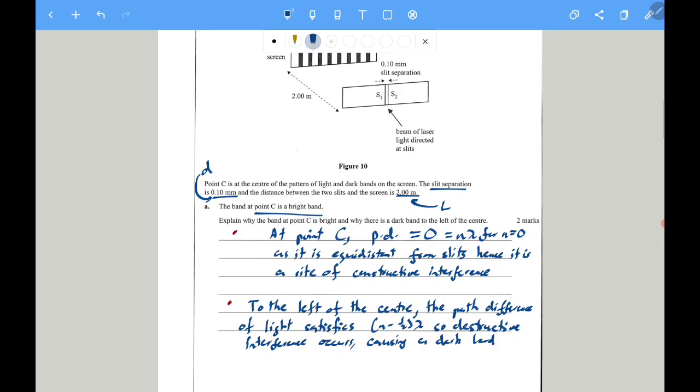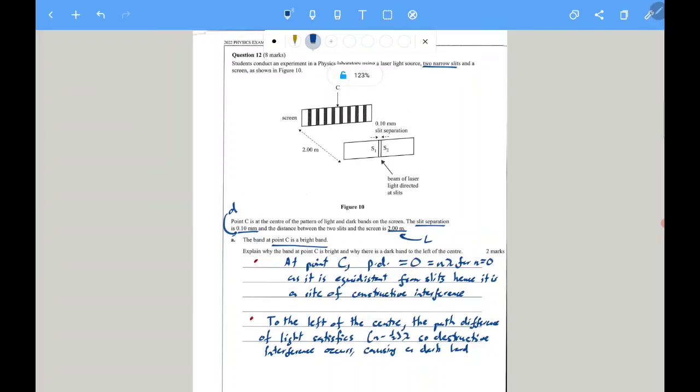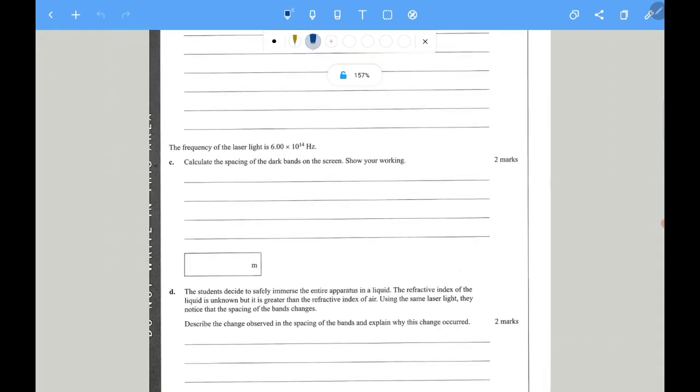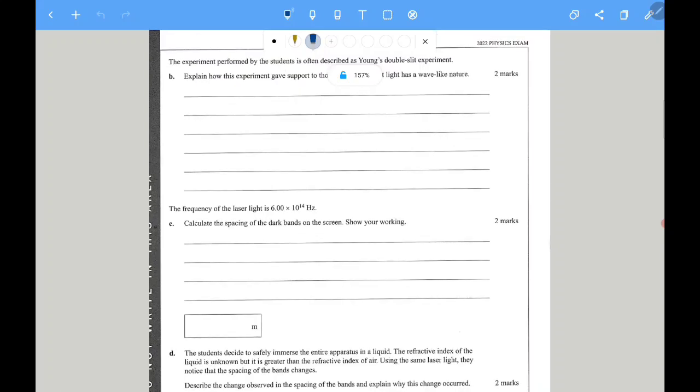You guys can also explain this in terms of phase differences and how for destructive interference your light has to be out of phase by half a wavelength, but you don't need to necessarily include this because this is just a 2-mark question for this case. But it would be great if you guys do include that, right?